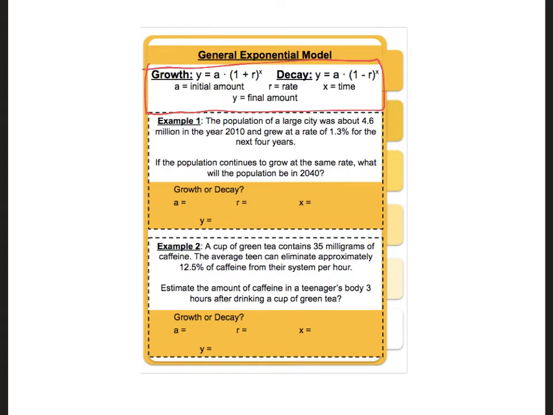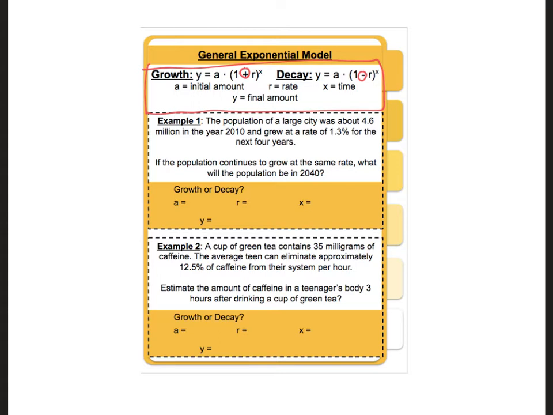Your growth is y equals a times 1 plus r to the power of x. Your decay is y equals a times 1 minus r to the power of x. So really the only difference is you're either adding your rate or you're subtracting it. Below you can see what each variable stands for. A is your initial amount, so what you start with. R is your rate, that's either increasing or decreasing. X is time, and then Y is your final amount, so whatever you have after a certain amount of time.